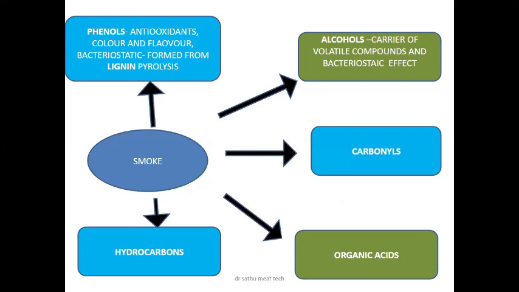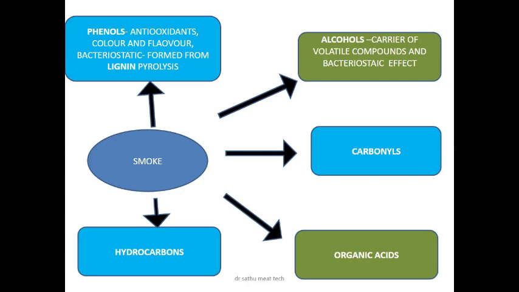Now coming to the components of the smoke. The smoke, as we already discussed, is solid, liquid, condensable and non-condensable gases. What are the different components? Okay, it contains the phenols. Phenol is one of the most important components that is favorable for wood smoking, for meat smoking. The phenols have antioxidant properties, and to some extent they give color also to the smoked meat. It gives a beautiful flavor. Okay, and it has a bacteriostatic effect. So phenols are formed by the pyrolysis of the lignin.